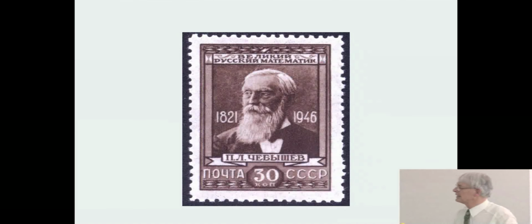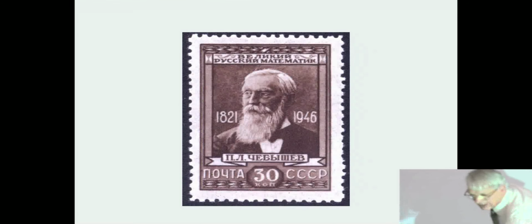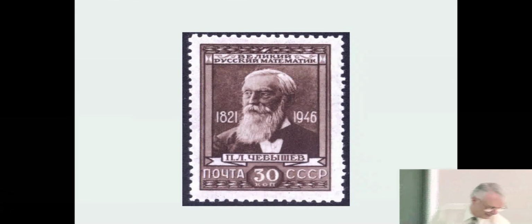He was born in 1821, and the stamp was produced in 1946. But his name is Chebyshev. And he had a wonderful inequality. And everybody should know it, so go home and tell your mother.